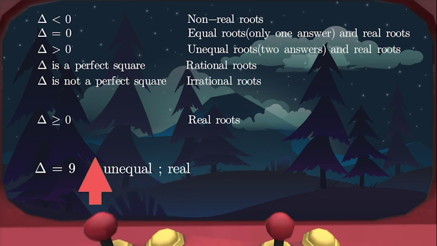And then we also have to check whether delta is a perfect square or not. Now 9 is a perfect square, so we also have to say that the roots will be rational. And there is our answer. There we go. So now we can say something about the x answers without actually calculating them.